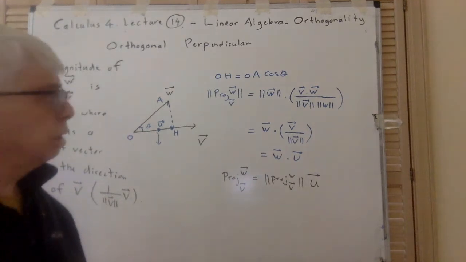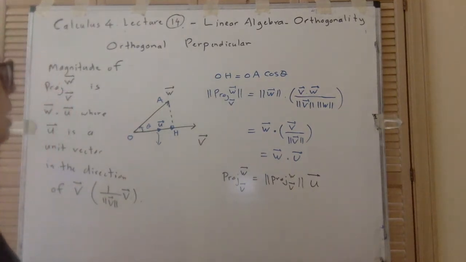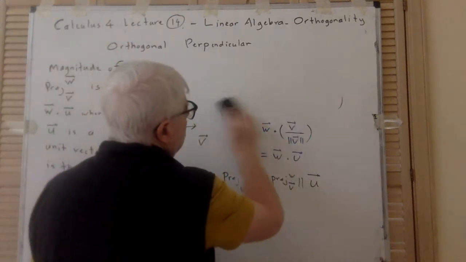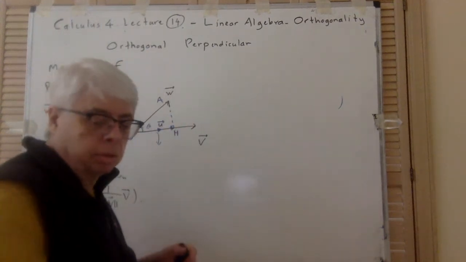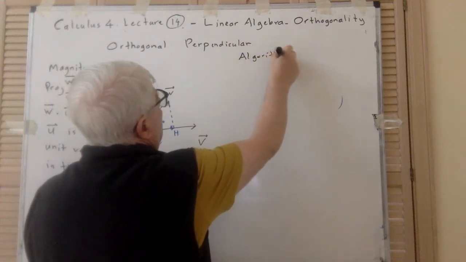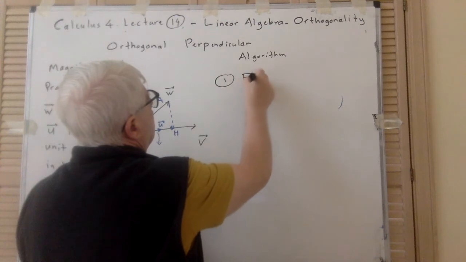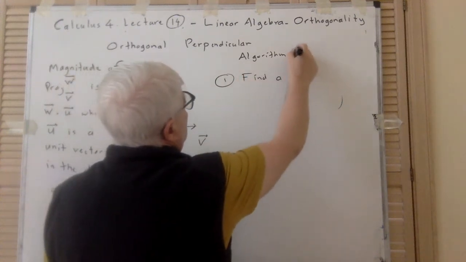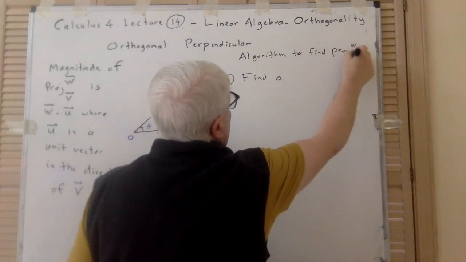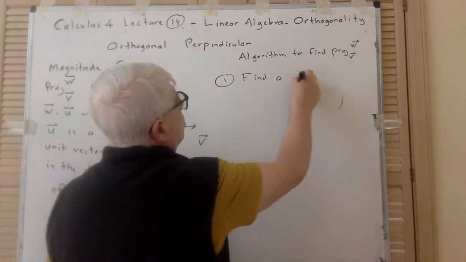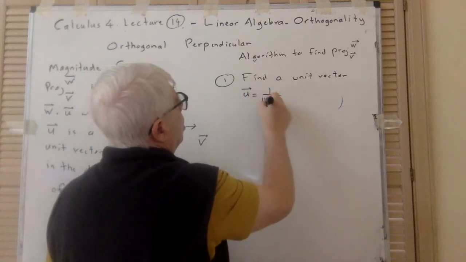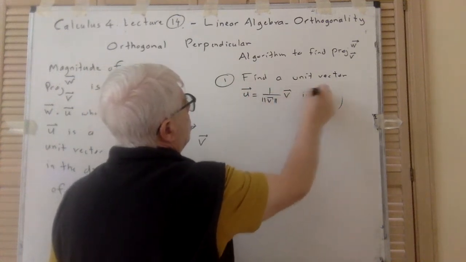So let me write down the steps here. I can erase this thing and write it here. So that's like an algorithm or something you can call it. Step 1: to find the projection of W along V, find a unit vector U in the direction of V.